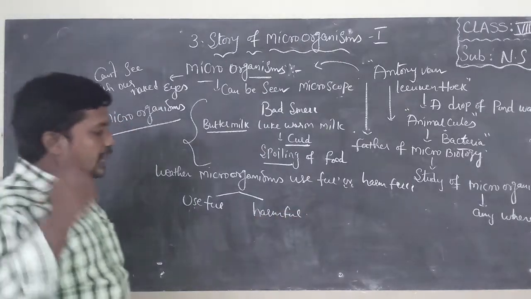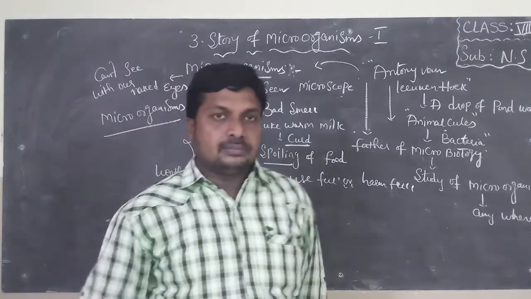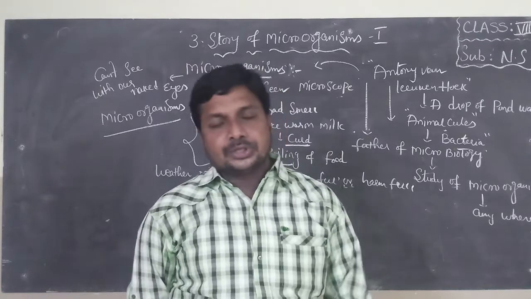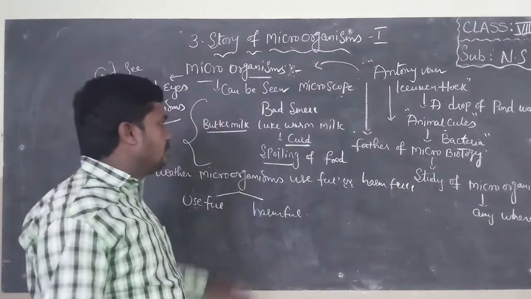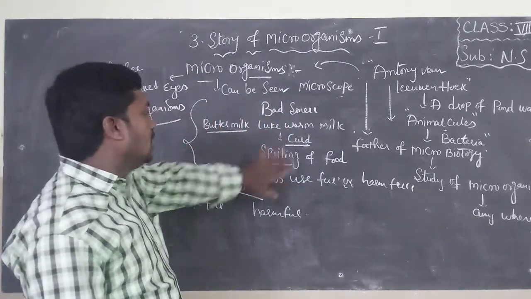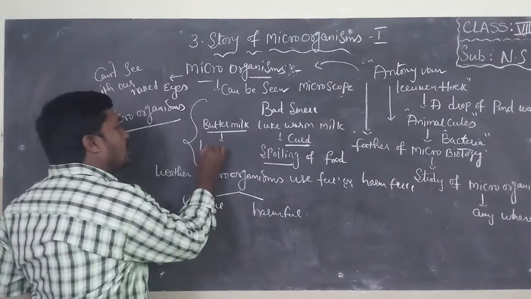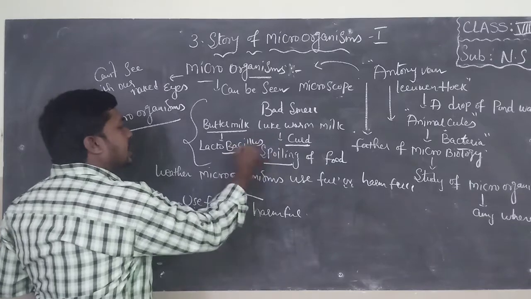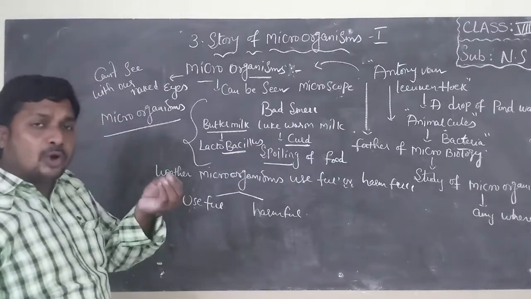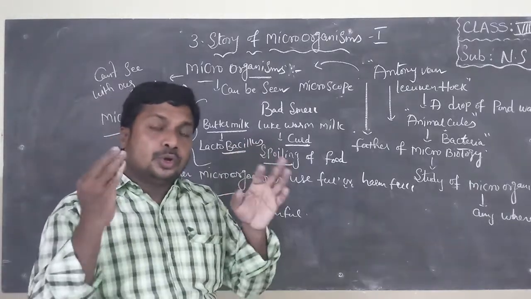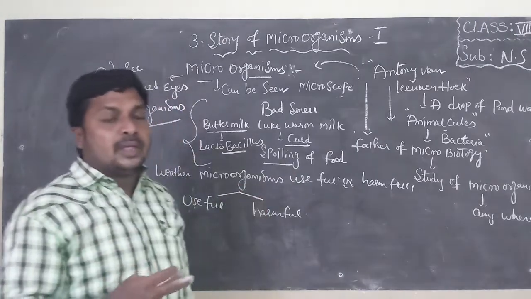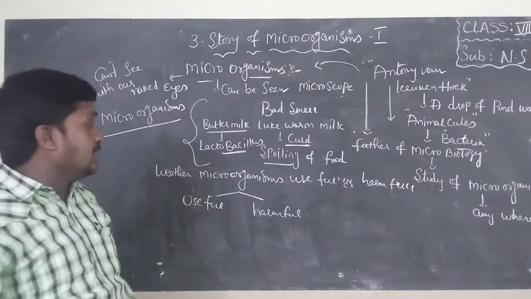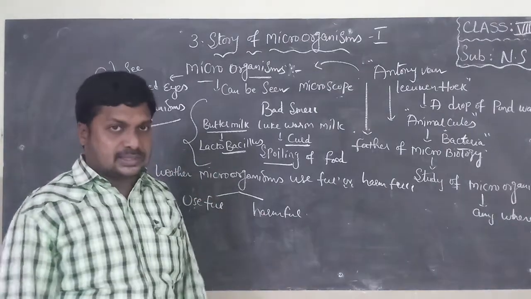For example, if you observe the making of curd, when you add buttermilk to lukewarm milk, after 6 hours the lukewarm milk turns into curd. Here the buttermilk consists of a bacteria called lactobacillus bacteria. We are adding only 1 spoon of buttermilk to 1 liter of lukewarm milk. After that, 1 liter of lukewarm milk turns into curd. What is the reason? Here the bacteria number increases.